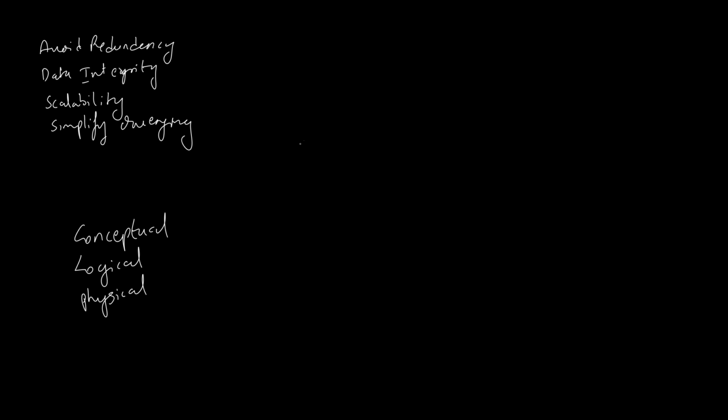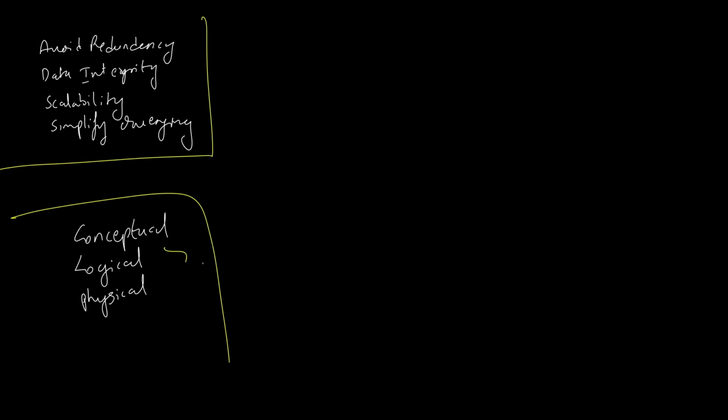Now, there are some points. Let me just tell you the advantages and what the steps or things involved in database design are. Advantages, we all know: reduce the redundancy, right? Avoids redundancy. Let's say through normalization, we have that.